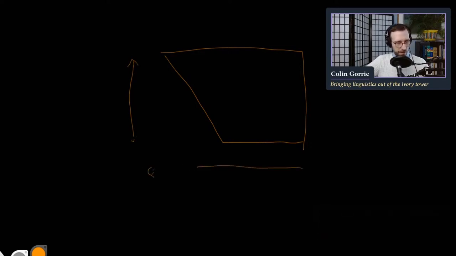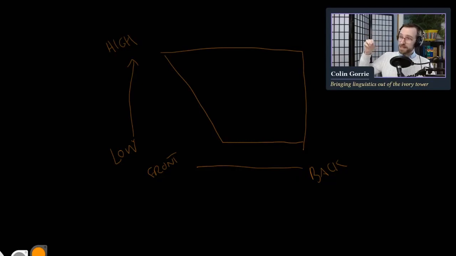So we have front and back vowels. We have high and low vowels. And these dimensions correspond roughly to the position of the tongue in the mouth, specifically the position of the highest point in the tongue and the mouth. So when you're making a high front vowel like ee, your tongue's up high and forward in the mouth. When you're making a low back vowel like ah, it's exactly the opposite. Your tongue's down and back.